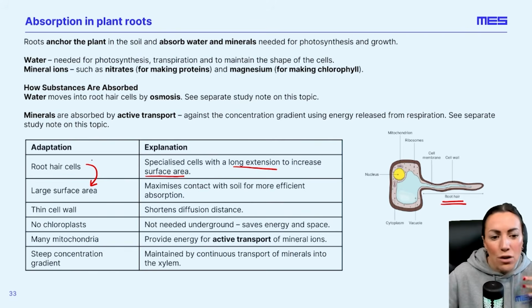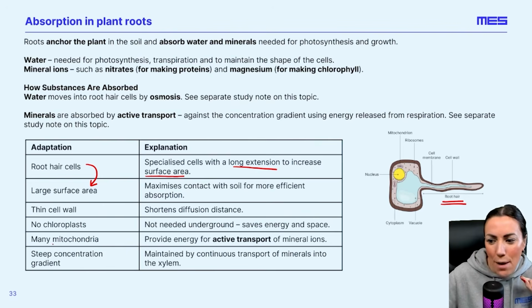So not only have you got root hair cells that increase the surface area, but the whole root network just has a really large surface area to maximize absorption. They do have a cell wall because they're a plant cell, but it's a thin cell wall, so you've got a short diffusion distance. Remember, root hair cells don't have chloroplasts. They're not needed because it's dark underground. There's no light for photosynthesis. So it saves the cells energy. They don't have to make those chloroplasts.